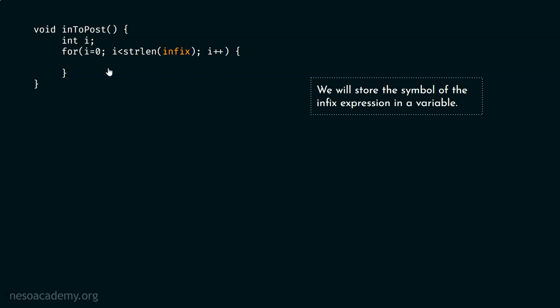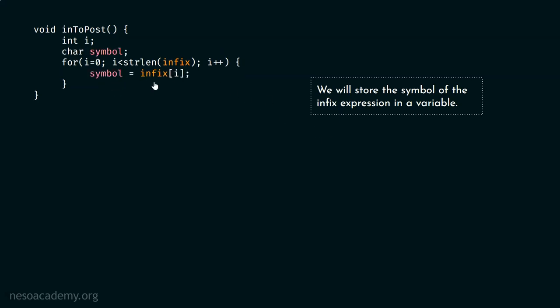For this, we just need this line of code: symbol equal to infix of i. We know that if i is 0, then this will get replaced by 0, and infix of 0 means the first character of the infix array. We will store that character in symbol, and we will use this variable later in our code for condition checking and the other things that we have to do, right? So of course, we need the symbol variable, and the type of the symbol variable is char, right? As you can see, our code is building slowly, right?